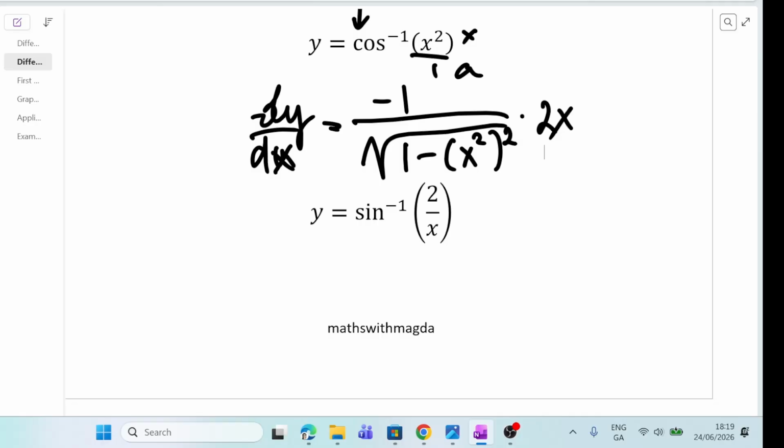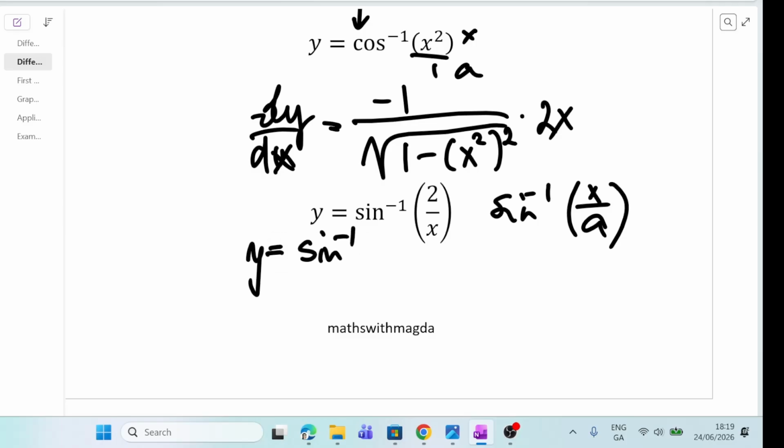You can see that your x is at the bottom, and the formula that you have in your log tables is for something like this: sine inverse of x over a. So your x must be on the top of the fraction, and to do that, again, we rewrite that using the rules of indices. So I change that to 2 times x to the power of minus 1. And again, I put that over 1. This way, my a is 1 and my x will be 2x to the power of minus 1.